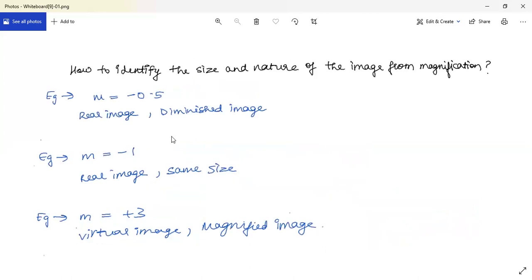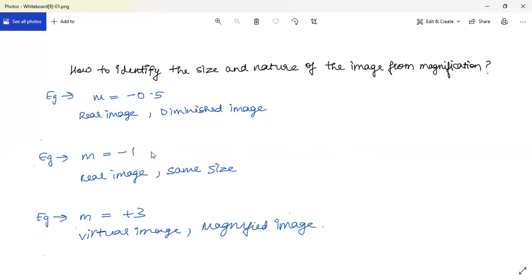Now, how do you identify the size and nature of the image from magnification? So many people get confused over here. Okay. So how do you actually do it? See, here you have given minus 0.5. So in the previous slide we saw minus means real image, right? And 0.5 is less than 1. Yes, it's less than 1. So we take it as a diminished image. Now here, everyone will go wrong. Okay, when they've given m = -1, they'll be like, okay, minus means real image, and minus 1 is less than 1. So they'll think it's a diminished image, but it's the same size.